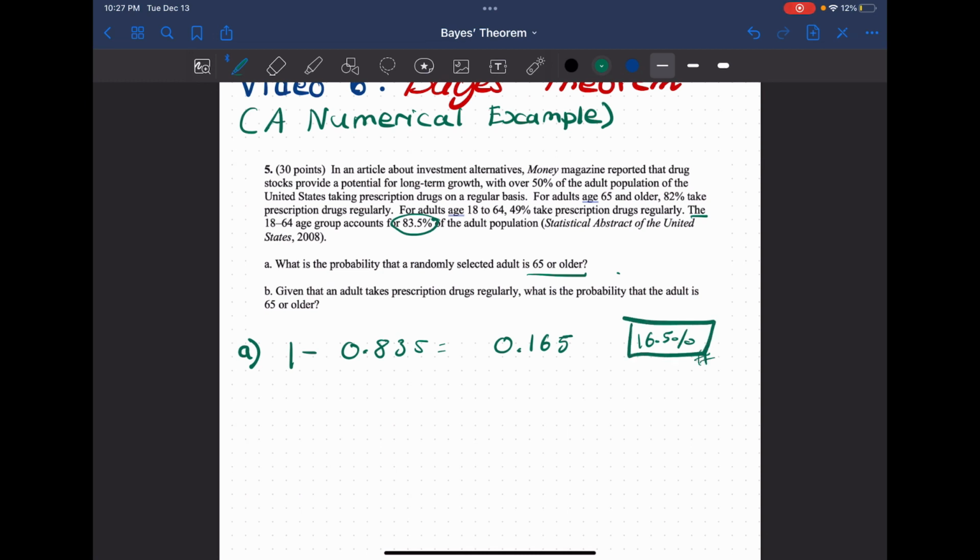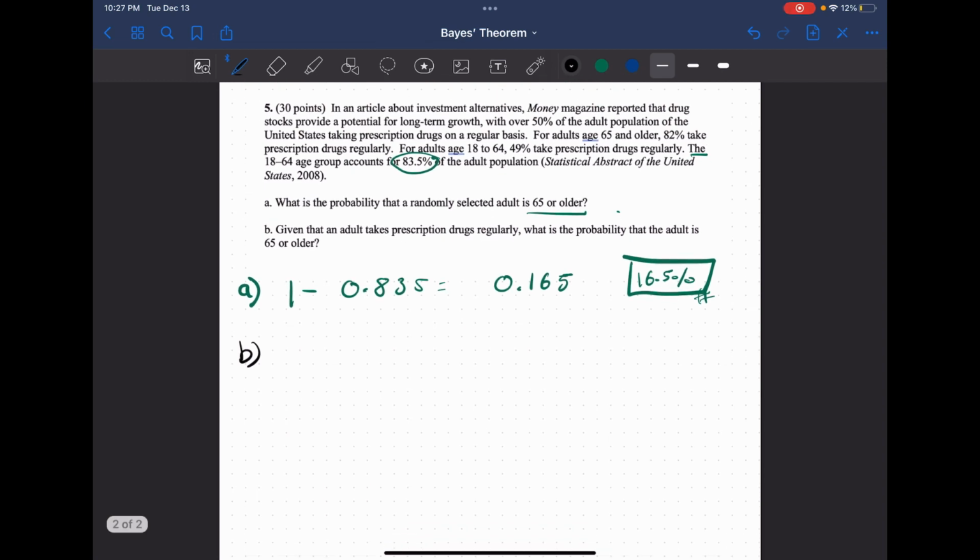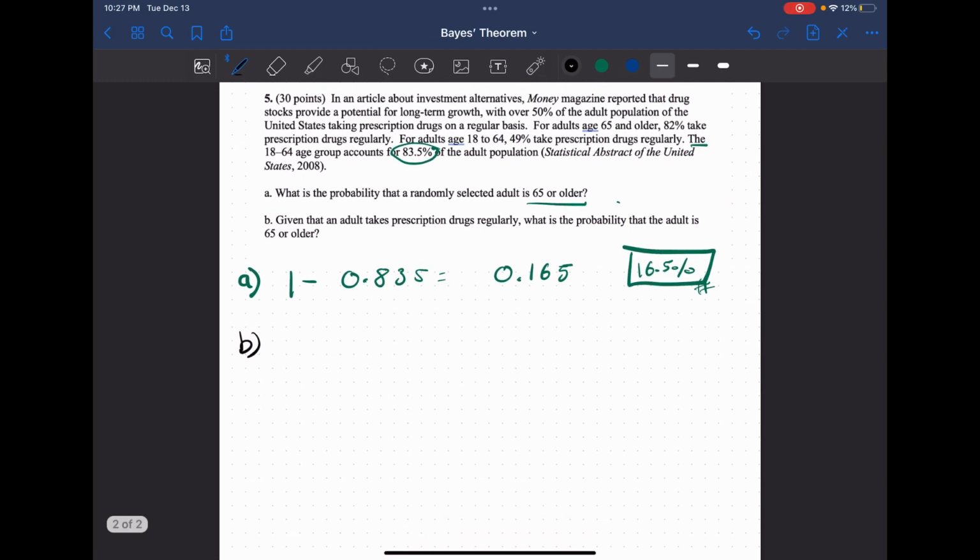Now, for B, we go into Bayes' theorem. Given that an adult takes prescription drugs regularly, what is the probability that the adult is 65 or older? To give you guys an idea of what is going on here, first we should draw a tree diagram. I'm sure you guys are all aware of a tree diagram, or else learn that first. So, let's go.